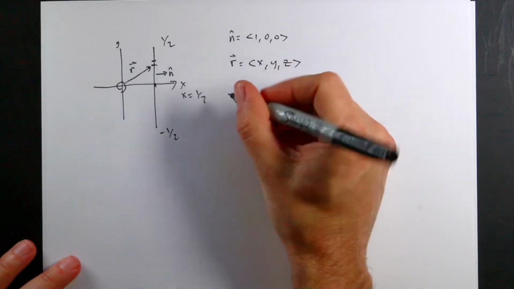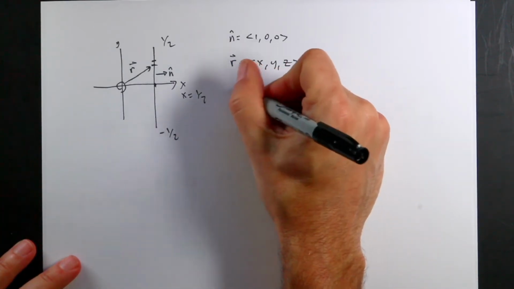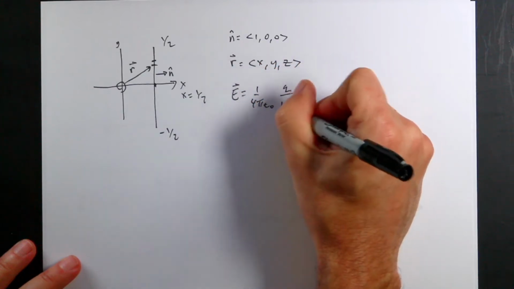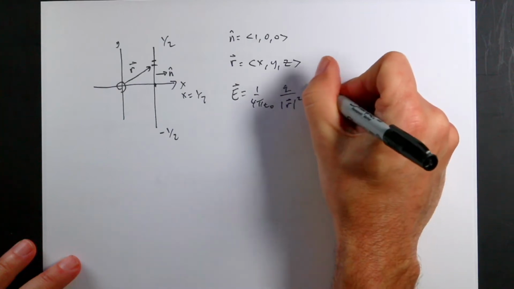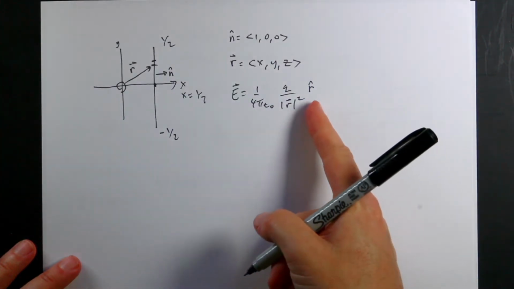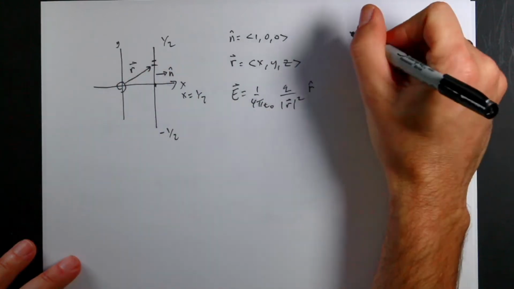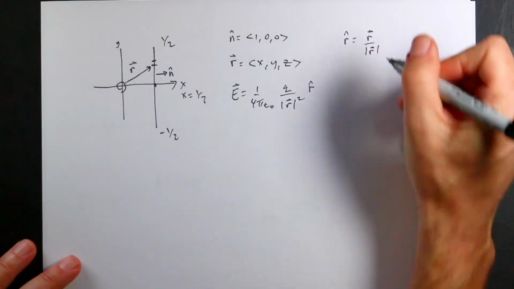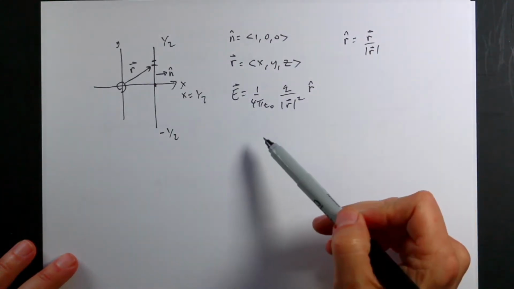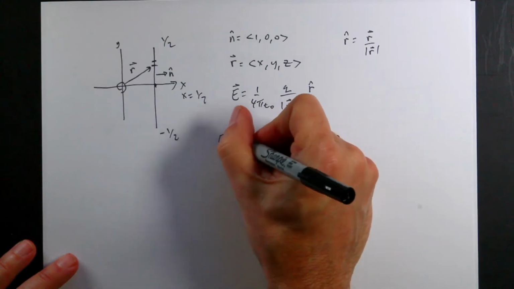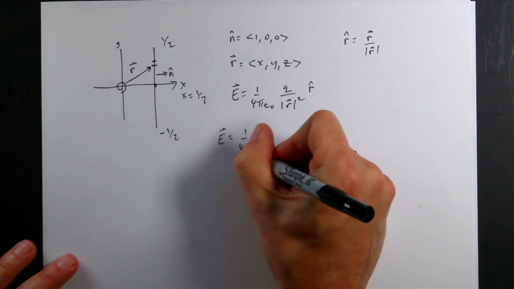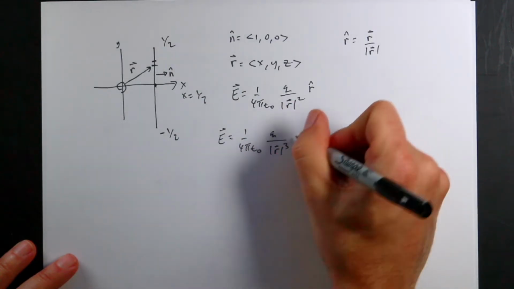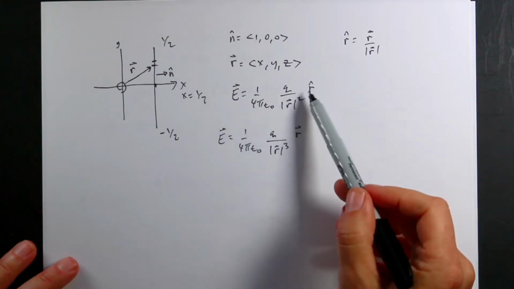So I'm going to write the electric field as a vector. I can't just write it as a scalar. 1 over 4 pi epsilon naught q over the magnitude of r squared times r hat. But r hat is a unit vector in the direction of r. So I can actually say r hat is the vector r divided by the magnitude of r. That's how we define that. And if I do that and put that in, I can rewrite this in maybe a more useful form. E equals 1 over 4 pi epsilon naught q over the magnitude of r cubed times the vector r. So hopefully you can see that these two are the same thing.